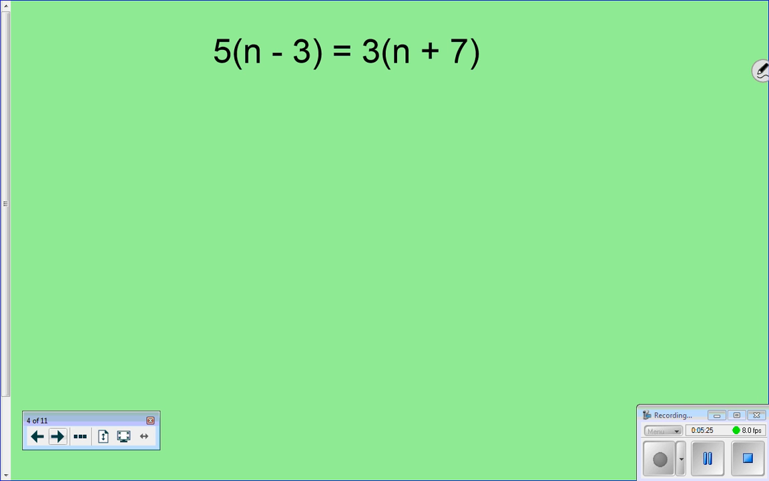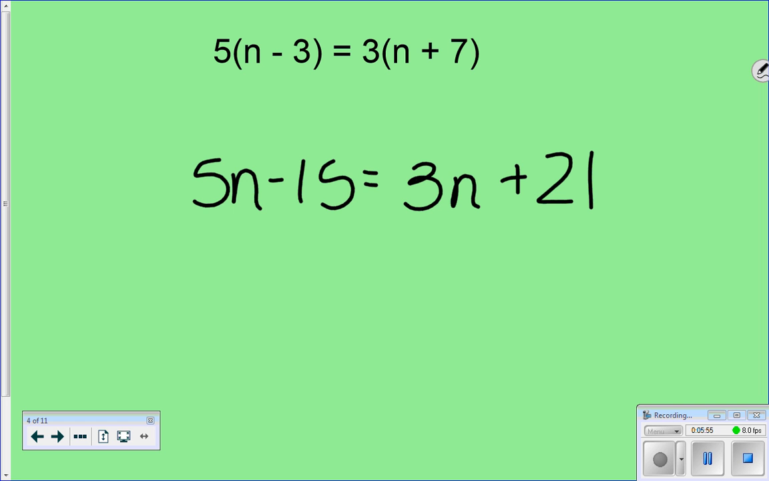I just tell. All right, so 5n minus 3 equals 3n plus 7. So first, distribute. Distribute first. So after you do that, 5n minus 15 equals 3n plus 21. If you want to try to solve this one, you can solve this. This one will have an answer. So this one isn't like a null or identity. This one will have an answer.